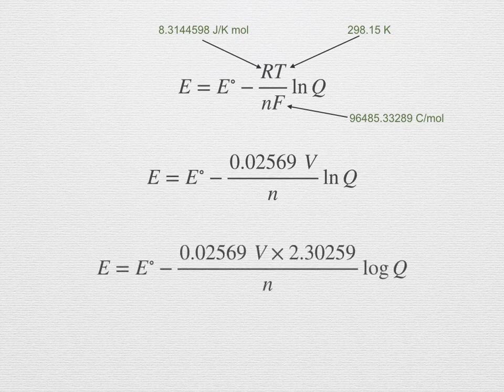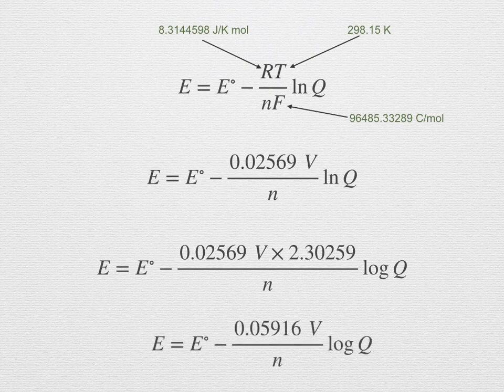If we convert the natural logarithm of q into the base 10 logarithm, a constant of ln 10, which is 2.30259, and just often rounded to 2.303, is multiplied into that constant. The equation now becomes this.